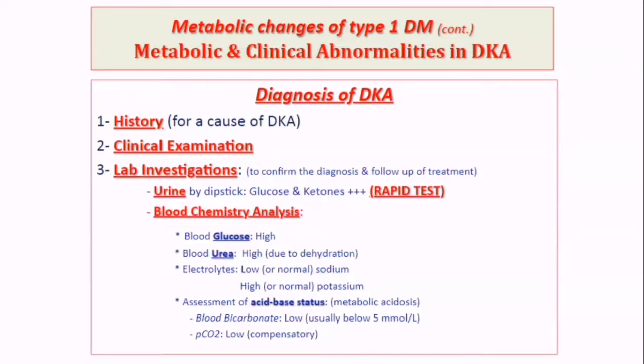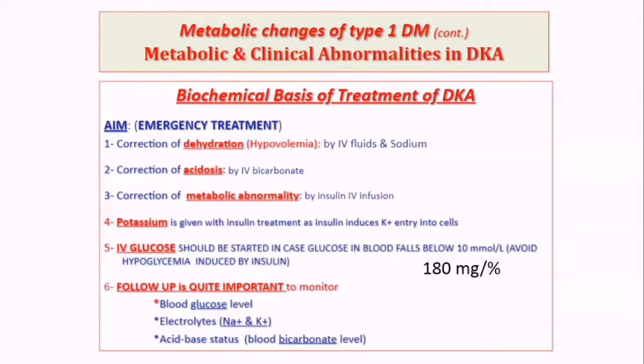So assessment of the acid-base status by arterial blood gas analysis will give values which corroborate with the metabolic acidosis. Usually blood bicarbonate will be low, and the PCO2 will be low as a compensating mechanism.